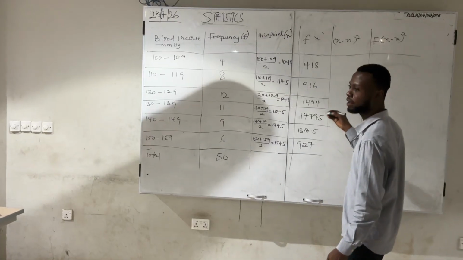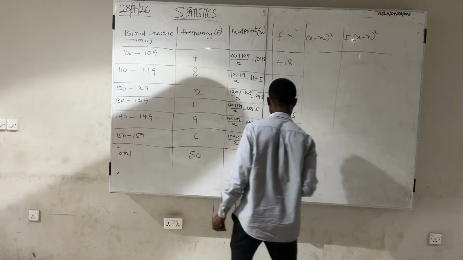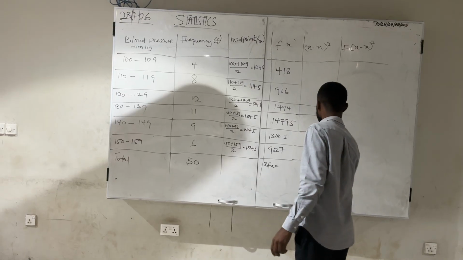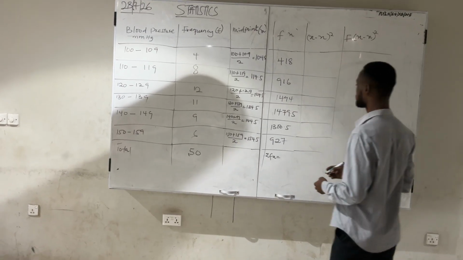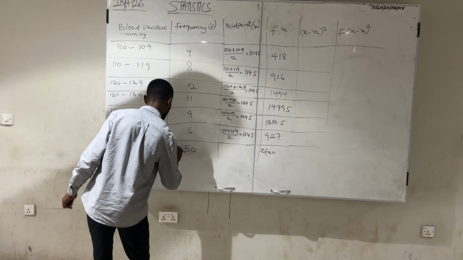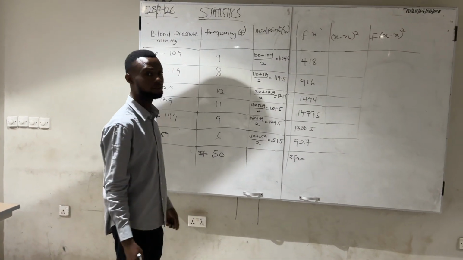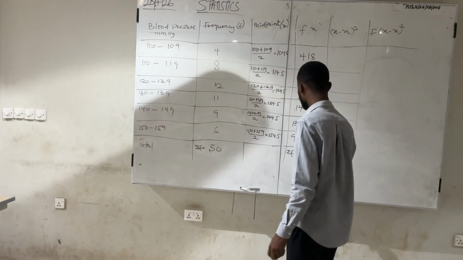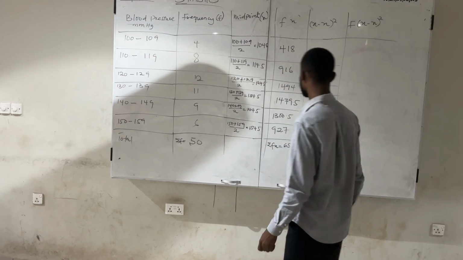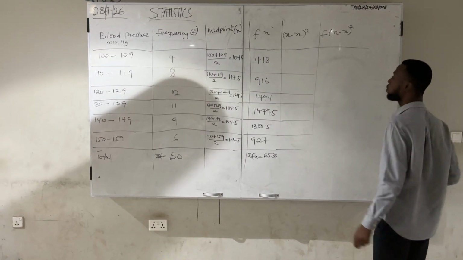Then we sum the f of x. The sum of f is equal to 50. So we are summing f of x, and we know that the sum of f is 50. The summation of f of x is 6,535. So we can now calculate our mean.